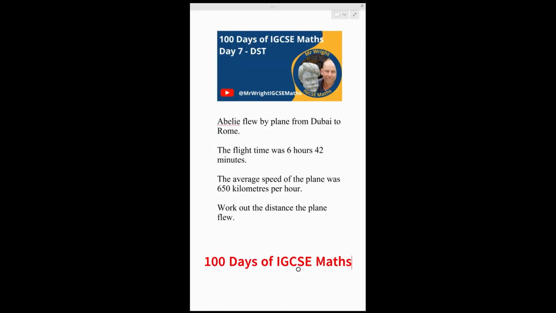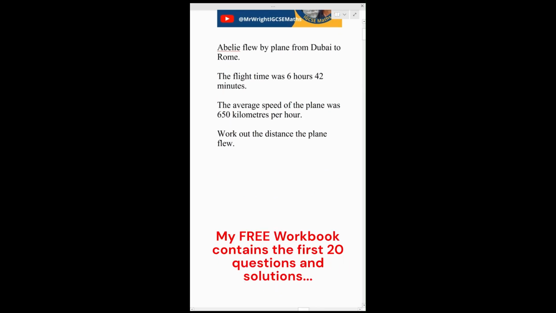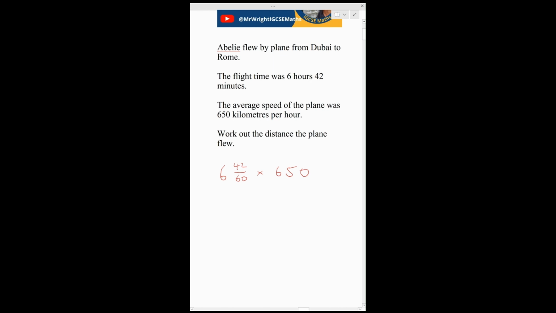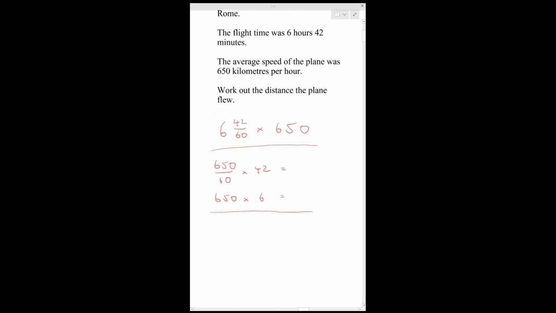Now's your chance to pause the film if you want to do the question before me. Right, so the number of hours flown is 6 and 42 sixtieths, and every hour we travel 650 kilometers. So that's the way that I would do it. However, you may want to work out how many kilometres are flown each minute. Multiply that by 42 to give you the 42 minutes, and then add on to that the number of kilometres flown in the 6 whole hours, and then add up those two answers. Either way, your answer should be 4,355 kilometres.